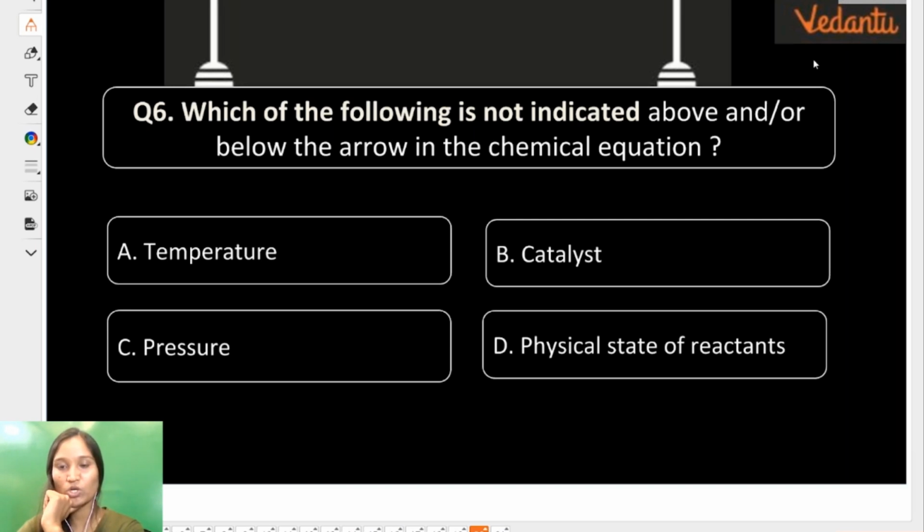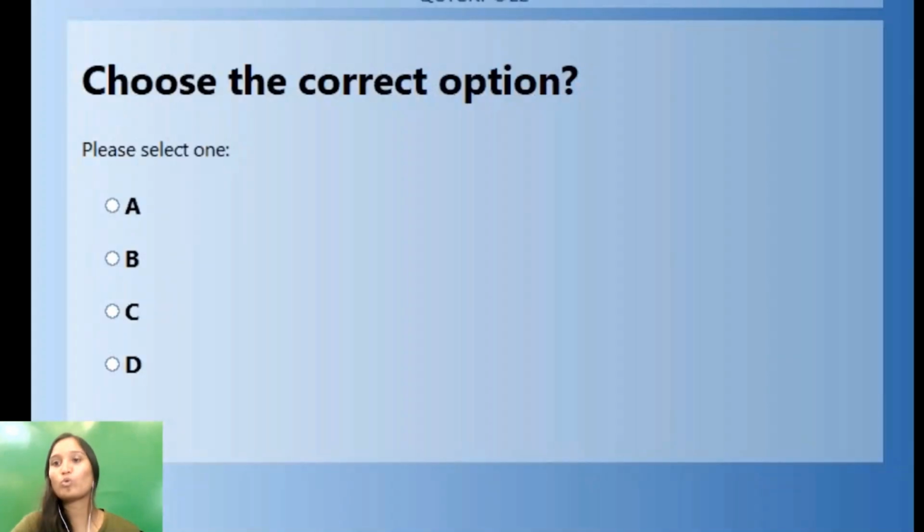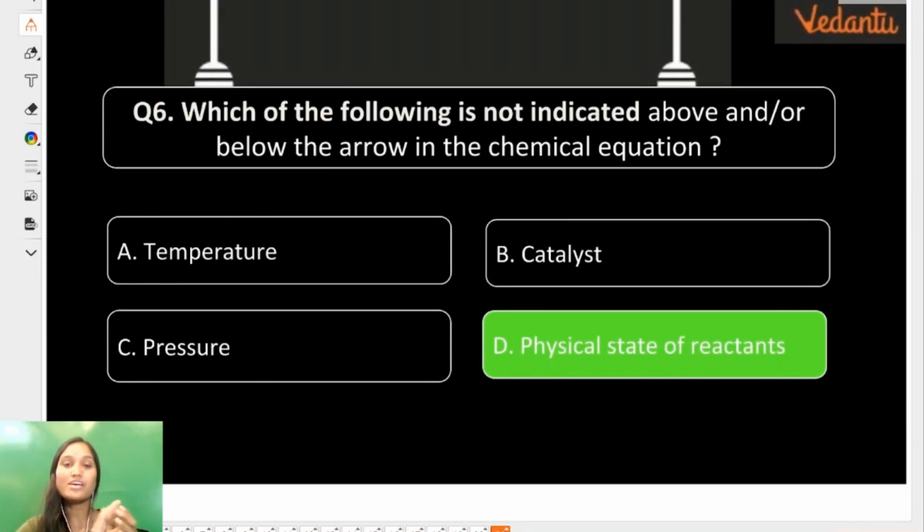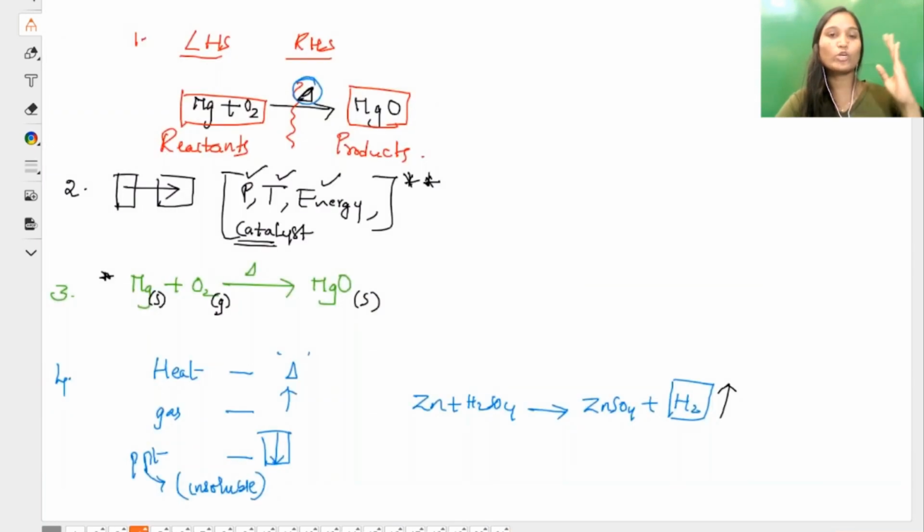I see responses already in the chat box. Few of you had chosen a wrong answer for this question. My dear students, it's very important. Remember, reaction conditions such as temperature, heat, electricity, catalyst, pressure, these all are represented on the arrow mark. You remember we have studied it in the characteristics of the chemical equation. I think it is in slide number 5 or 4. Take a look at the 4th point. Take a look at the 2nd point.